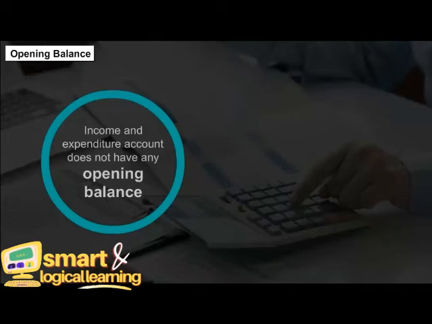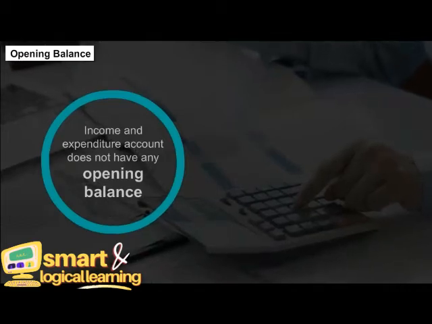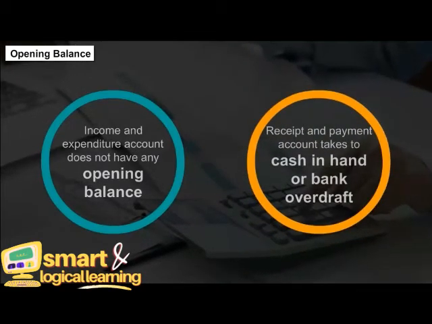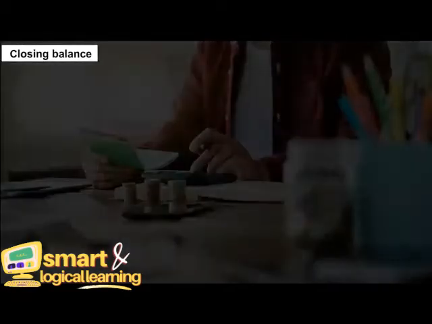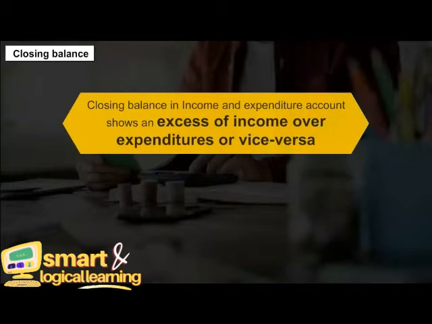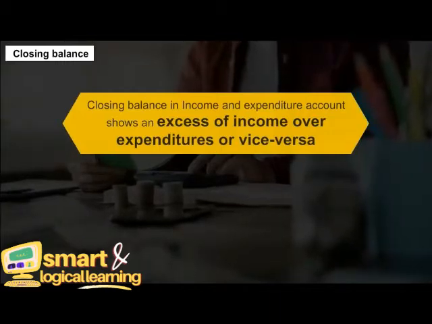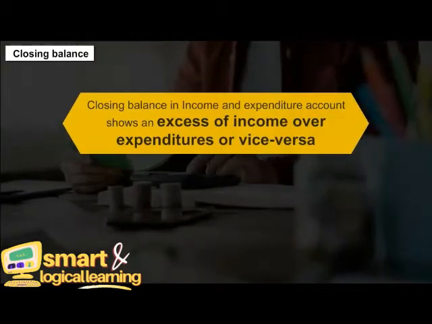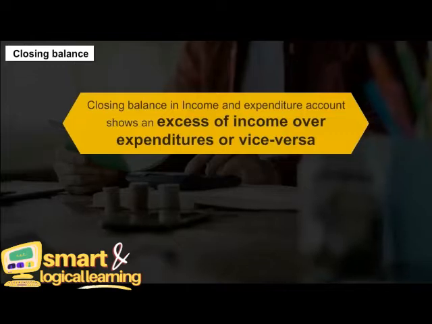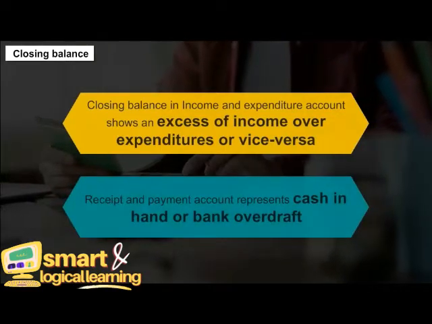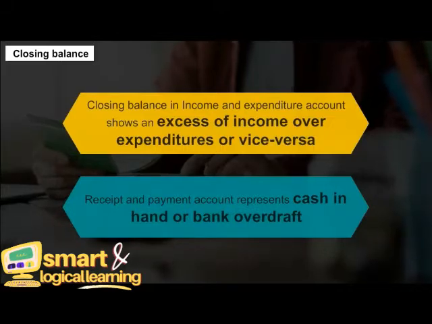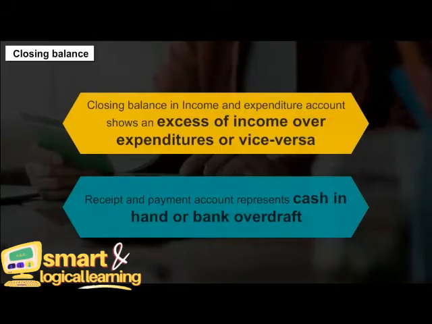Opening balance. Income and expenditure account does not have any opening balance, whereas receipt and payment account takes cash in hand or bank overdraft. Closing balance. Closing balance in income and expenditure account shows an excess of income over expenditures or vice versa, whereas receipt and payment account represents cash in hand or bank overdraft.